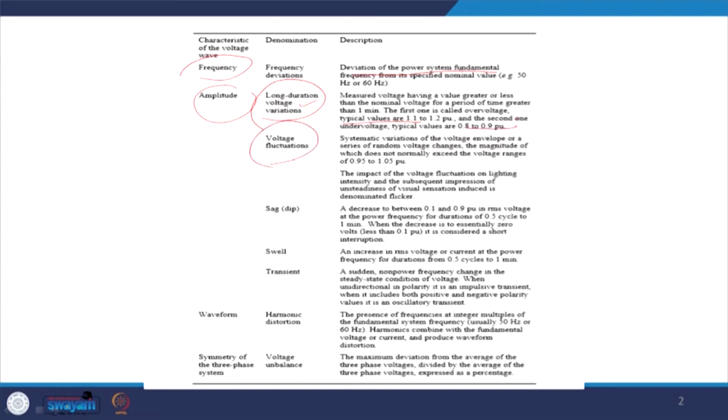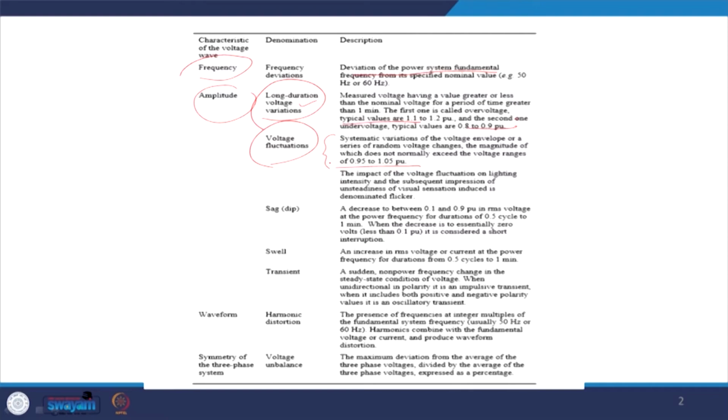Voltage fluctuations are systematic variations of the voltage envelope. We shall see that in a waveform at a later stage. They are systematic variations of the voltage envelope or a series of random voltage changes, the magnitude of which does not normally exceed the voltage range of 0.95 to 1.05. So, that is what we call voltage fluctuations.